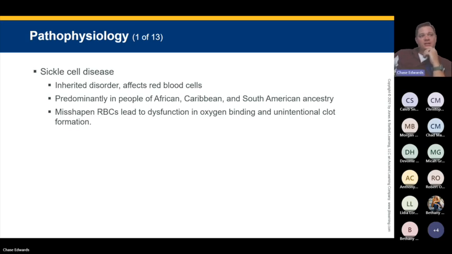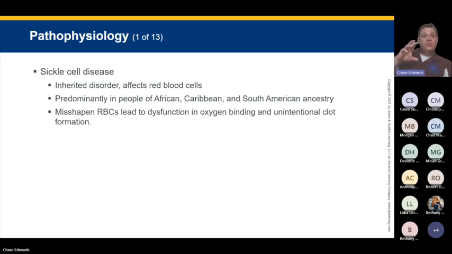So pathophysiology of sickle cell disease. Sickle cell disease is also called hemoglobin S disease. So it's an inherited blood disorder that affects RBCs, red blood cells. It's found predominantly in people of African, Caribbean, and South American ancestry. People with sickle cell disease have misshapen RBCs, or red blood cells. Sometimes they're the shape of a sickle, or they're shaped abnormally.